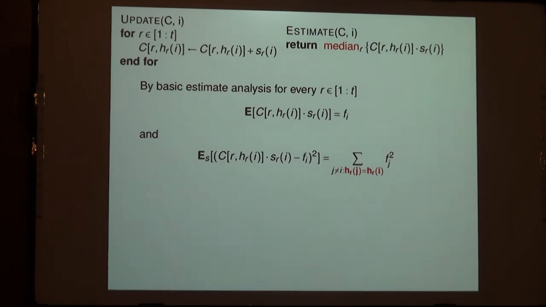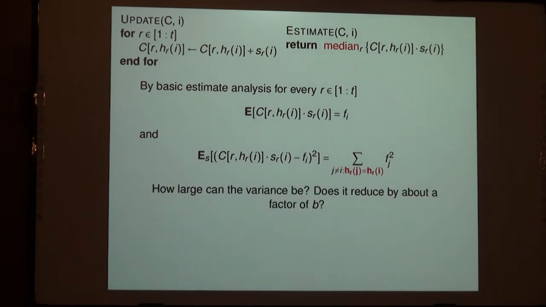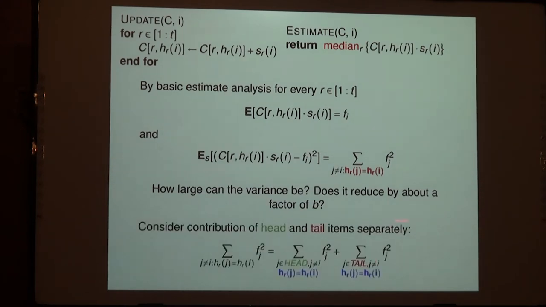Now, here's our algorithm at the top of the page. What we want to understand is the following. Let's look at one row of the hash table, so one hash function h, and think of one fixed item i. We know that we have a basic estimator that is unbiased, and the variance is exactly the sum of squares of fj of other frequencies that hash into the same bucket. So what we want to show is that the variance reduces by about a factor of b.